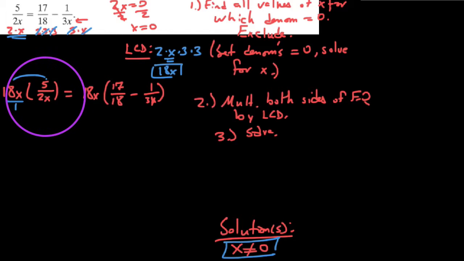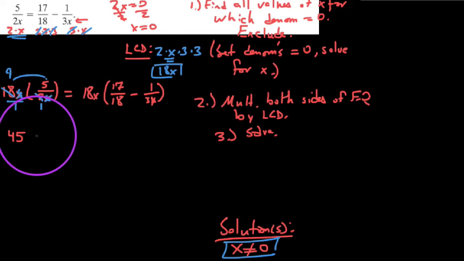And so when I multiply here, I get the x's that cancel. These are going to cancel out. And I say, well, 2 and 18 share a common factor of 2. So this will become a 1. It has to become a 1. And this will become a 9. So we get 9 times 5 on the left. So we get 45, and our denominators are gone on the left side.